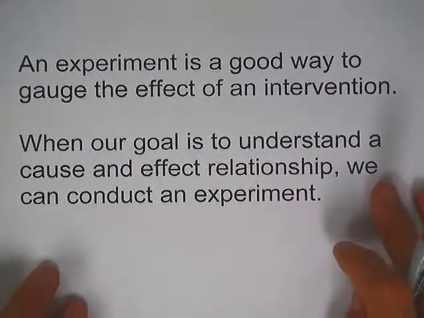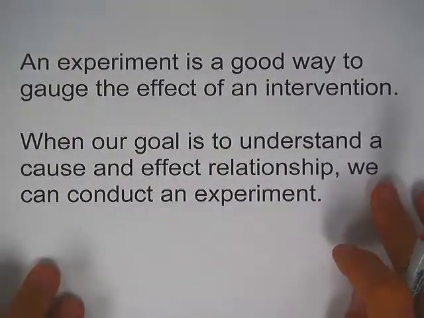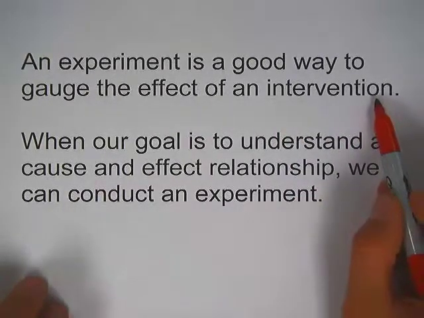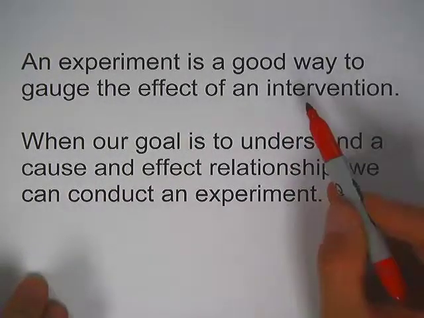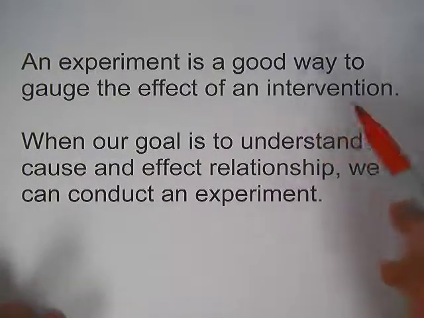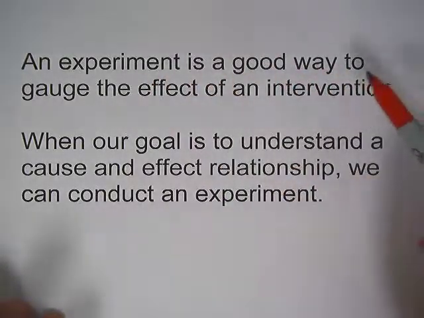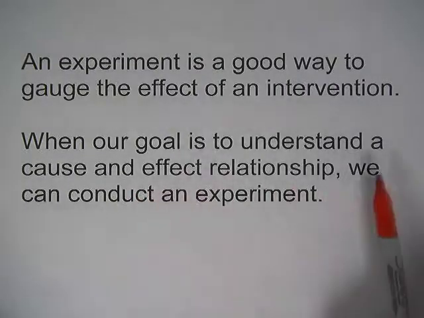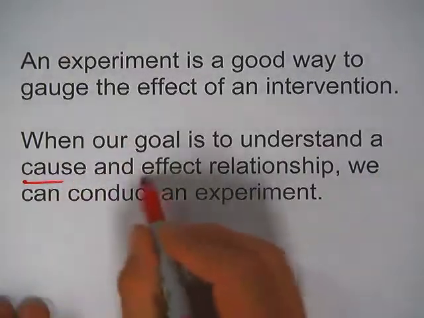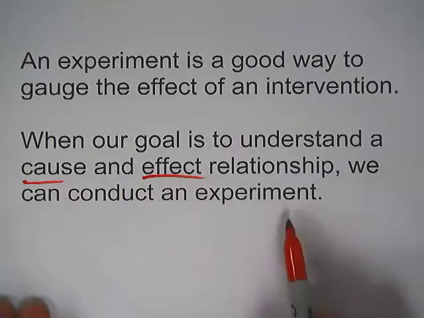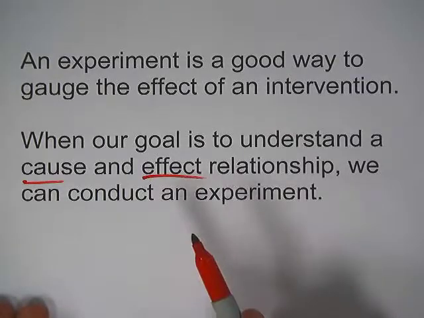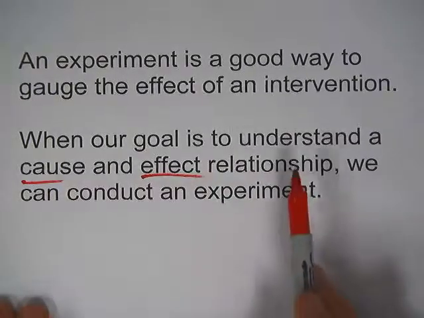So an experiment is a good way to gauge the effect of an intervention. So our intervention here was the type of reading instruction. We thought that would be important to the response, which was the reading ability. So if the experiment is well designed, it is a good way to gauge the effect of that intervention. So when our goal is to understand a cause and effect relationship, we can conduct an experiment. Okay, an observational study, something different than an experiment, cannot be used to gauge cause and effect, but an experiment can.